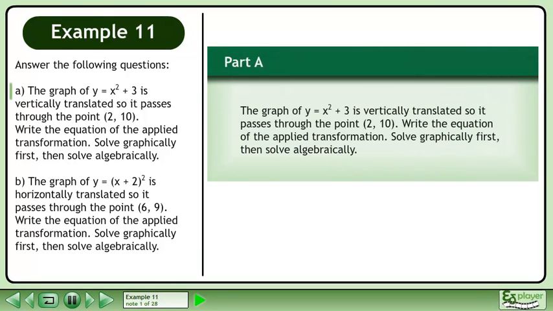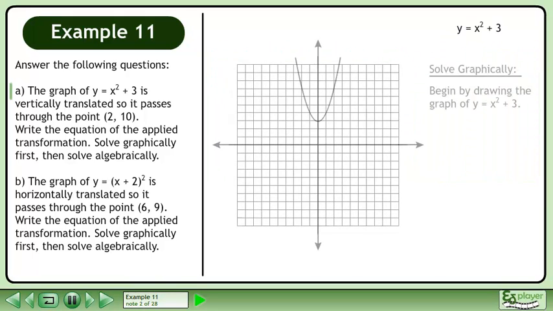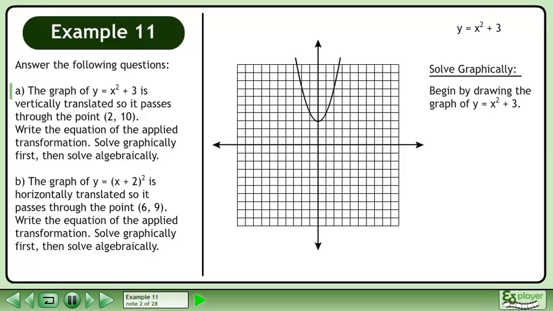In part A, the graph of y equals x squared plus 3 is vertically translated so it passes through the point (2, 10). Write the equation of the applied transformation. Solve graphically first, then solve algebraically.